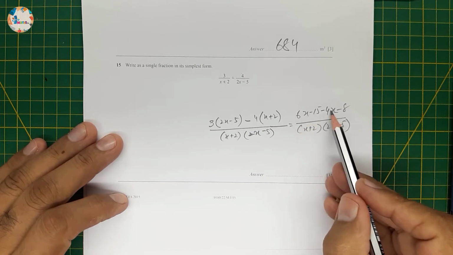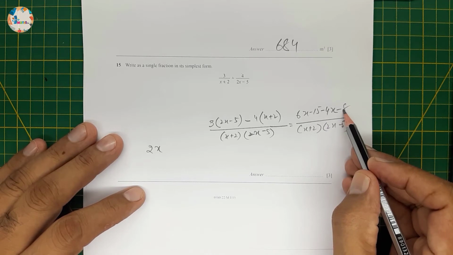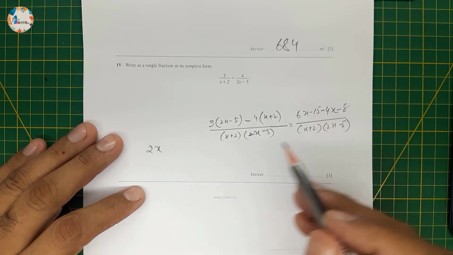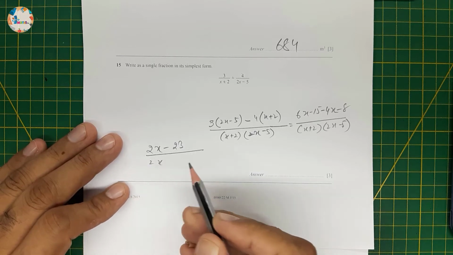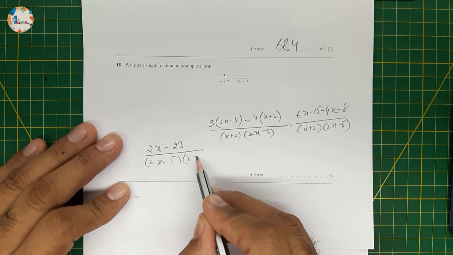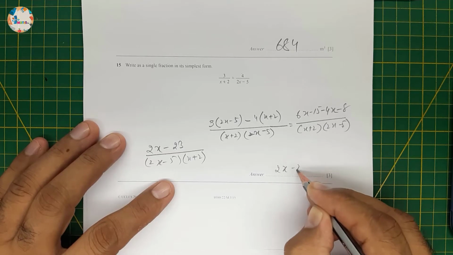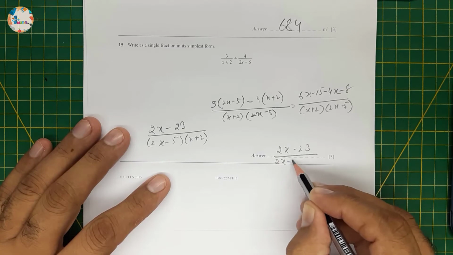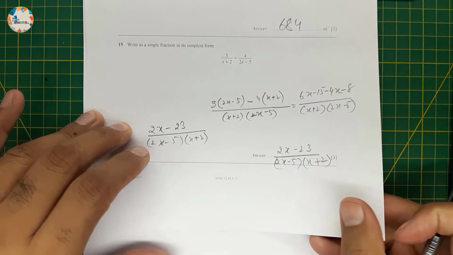Now 6x minus 4x will be 2x, and minus 15 minus 8 will be minus 23, divided by x plus 2 into 2x minus 5. We can write this one first or this one first, it makes no difference. So this will be our final answer. We can write here 2x minus 23 divided by 2x minus 5 and x plus 2. Further simplification is not possible for this.